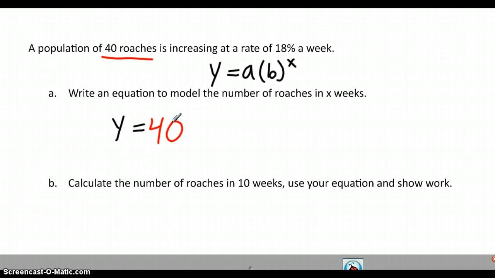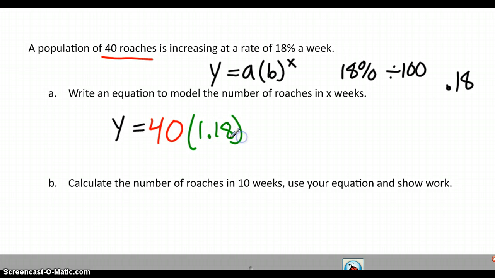Now to find our growth factor, our b value, we need to take our percent, our 18%. Once we divide that by 100, we get 0.18. Once I add 1 to that, it gives me my b value of 1.18. That's what's having us grow here with our exponential growth. We have our starting value of 40, and the 1.18 is our growth factor. So it's the 1, which represents our initial value, plus that additional 18%.